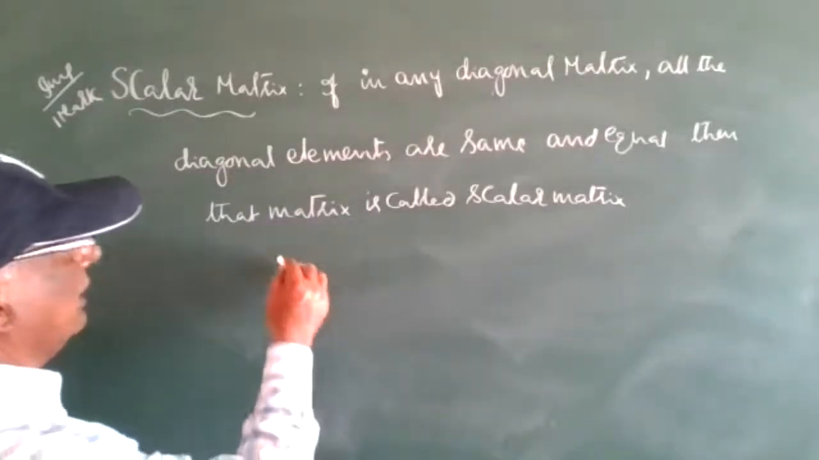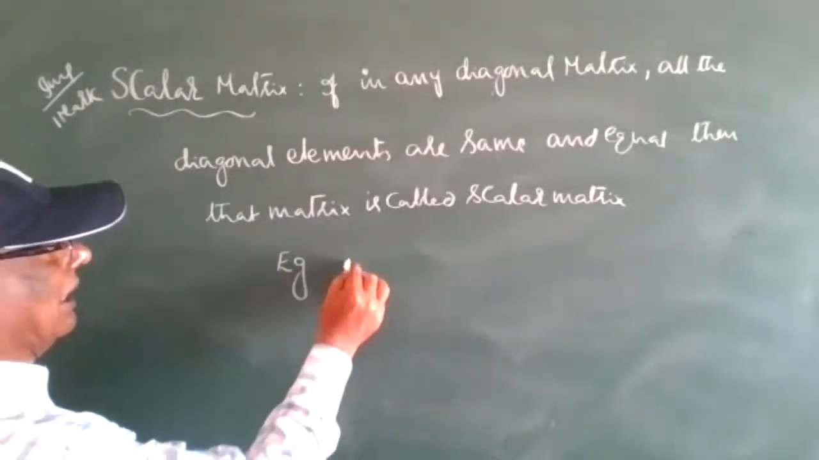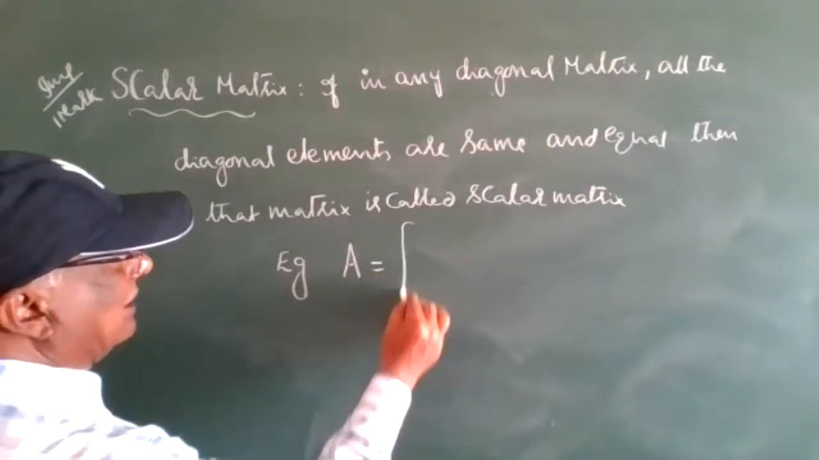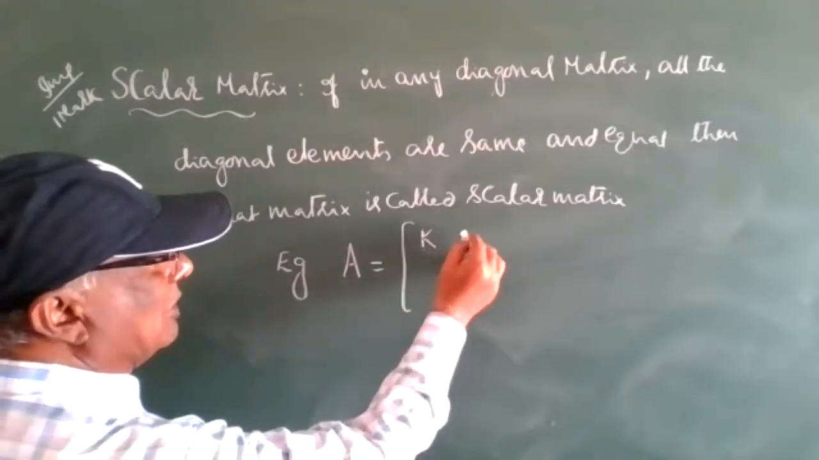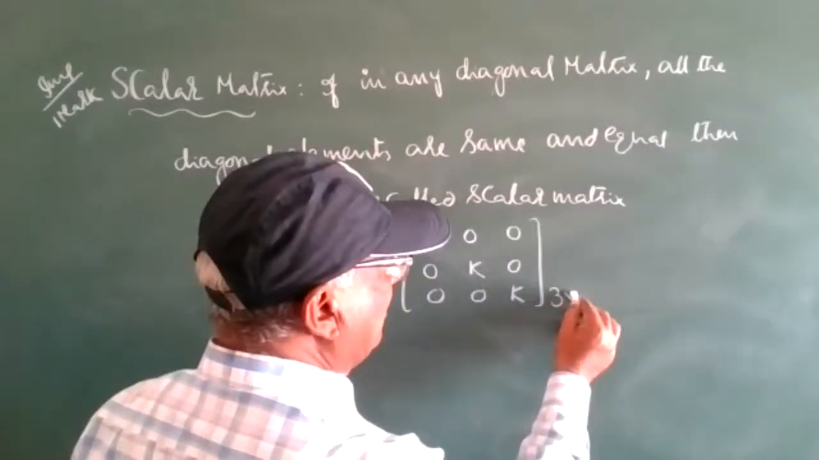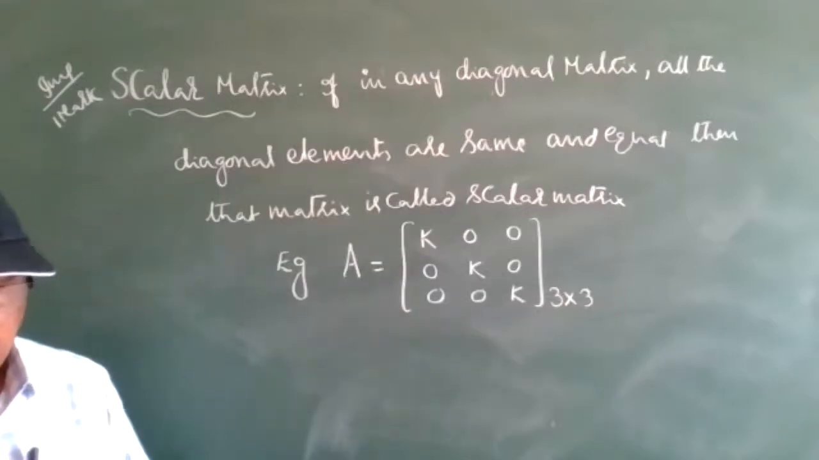Now see, the example: A is the symbol of the matrix. I will take the principal diagonal, first element diagonal: k 0 0, 0 k 0, 0 0 k. So all elements of the principal diagonal are the same and equal. Therefore, it is called a scalar matrix. Diagonal matrix means without equal; scalar matrix means with equal. Okay? Right.